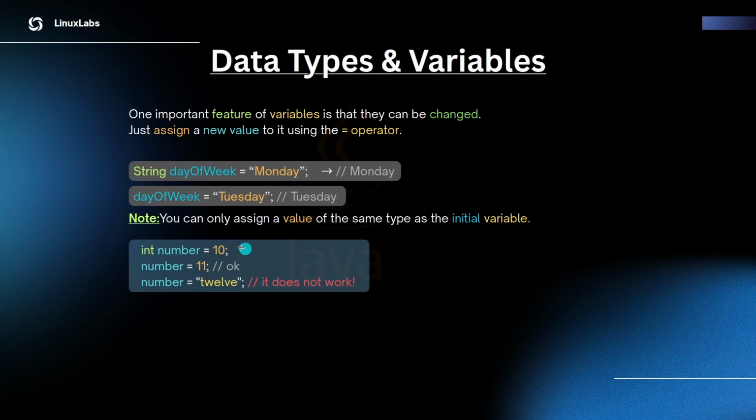For example, let's say we have an integer number here. So this variable stores 10. You can change it to 11, which is good. But if you try to change that, which is of data type integer, to string, that will not work. Java will throw an error here.